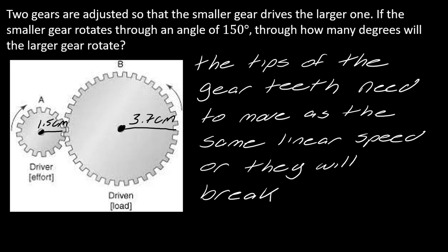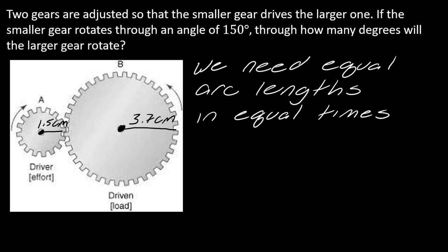All right, so the tips of the gear teeth need to move at the same linear speed or they will break. If you go into any engineering class, you talk a lot about this. We're going a little bit more through the math part of this. So we need equal arc lengths in equal times. Okay, so what does that actually mean from a math standpoint?